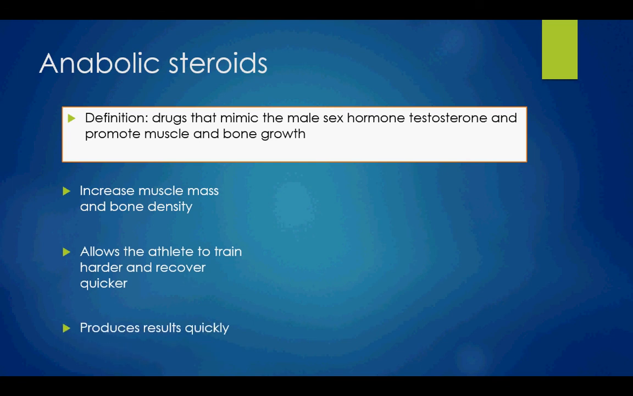So some of the main effects of anabolic steroids: increases muscle mass and bone density, which obviously increases strength and muscle performance. It allows the athlete to train harder and recover quicker. If you can recover quicker, you can put more hours into the sessions, your muscles become stronger, you can work harder, and obviously because of that, it produces the results quickly.